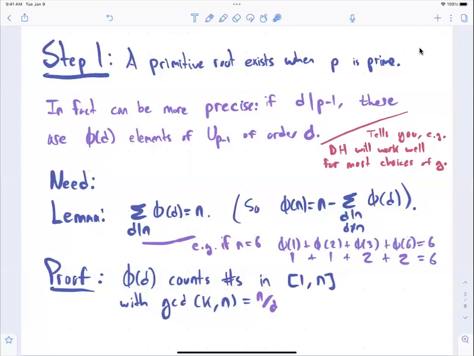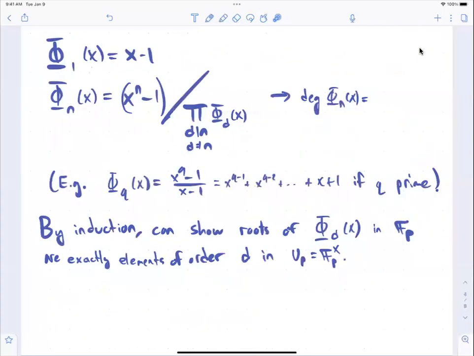And so then how do I use this lemma? Well, it's going to be a fun way. What I want to do is actually define some polynomials. These are called cyclotomic polynomials.